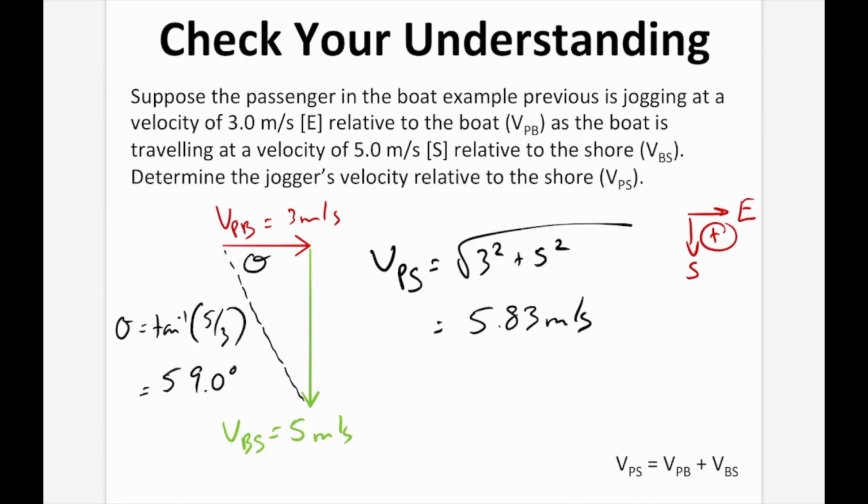59.0 degrees. Now I'm actually going to put this 5 over here just to make it a little bit more simple. So velocity of the boat relative to the shore is 5 meters per second, and that should help clarify what that means. Okay, so what is the total velocity?